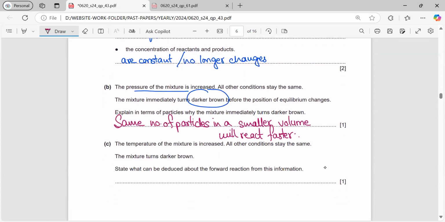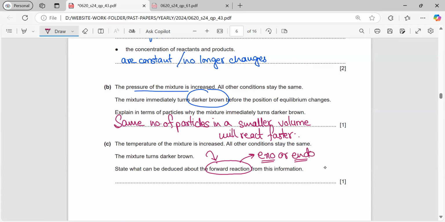The temperature of the mixture is increased. All other conditions stay the same. The mixture turns dark brown. State what can be deduced about the forward reaction from this information. Now, what does it tell about the forward reaction? In this type of question, mostly we have to write whether the forward reaction is exothermic or endothermic.